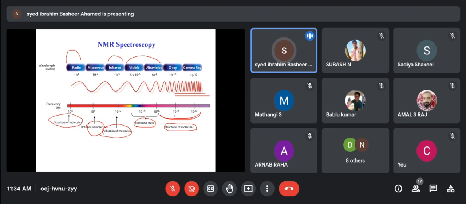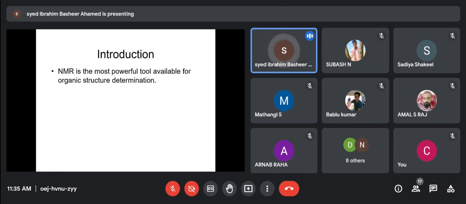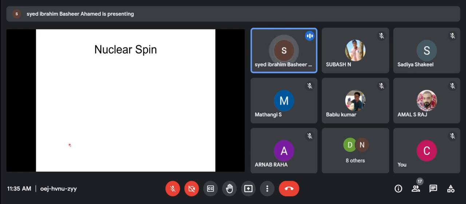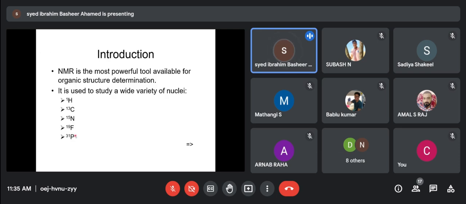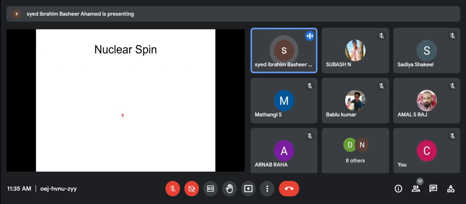You know the frequency of the wavelength, and you know the energy of the electromagnetic radiation as well. NMR is the most powerful tool available for finding the organic structure of molecules. It is used to study a wide variety of nuclei, like proton, C13, N15, F19, P31. All these nuclei you can study using NMR.